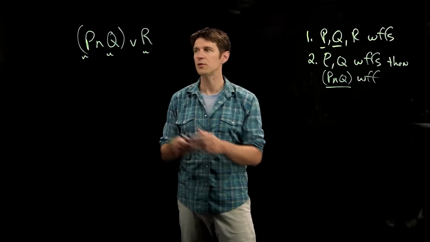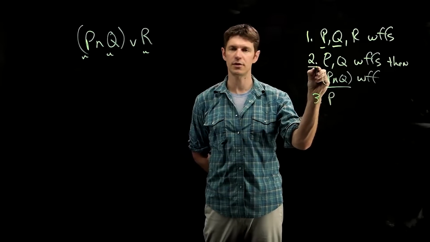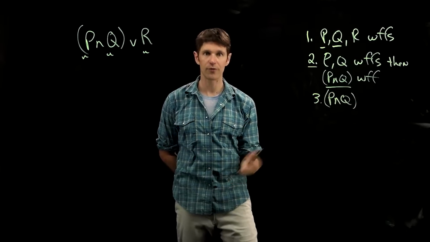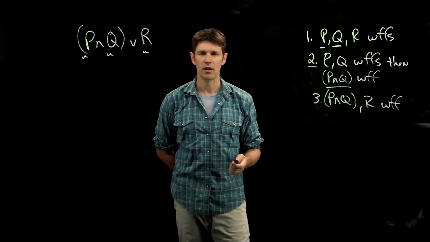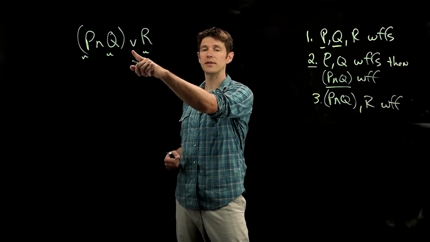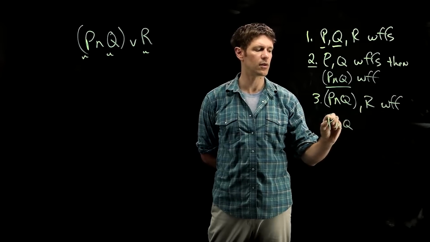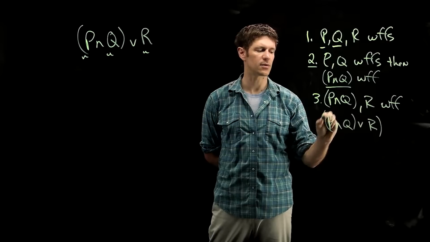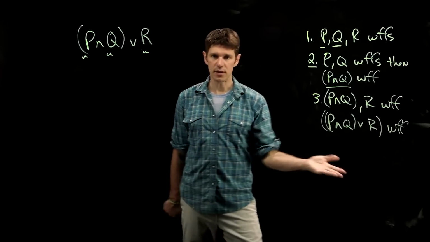So our last step is to add on this R here. And so what we would do is say, well, we've established from line 2 that P and Q is a well-formed formula. And we also know from line 1 that R is a well-formed formula. So both of those are WFFs. Well, there's a rule that says you can take these two well-formed formulas and put them together by placing a disjunction between them. So we would say that P and Q, that's the first formula, and then also R, we can put the disjunction between them, parentheses around the whole thing, is a well-formed formula. And so we have constructed the well-formed formula.